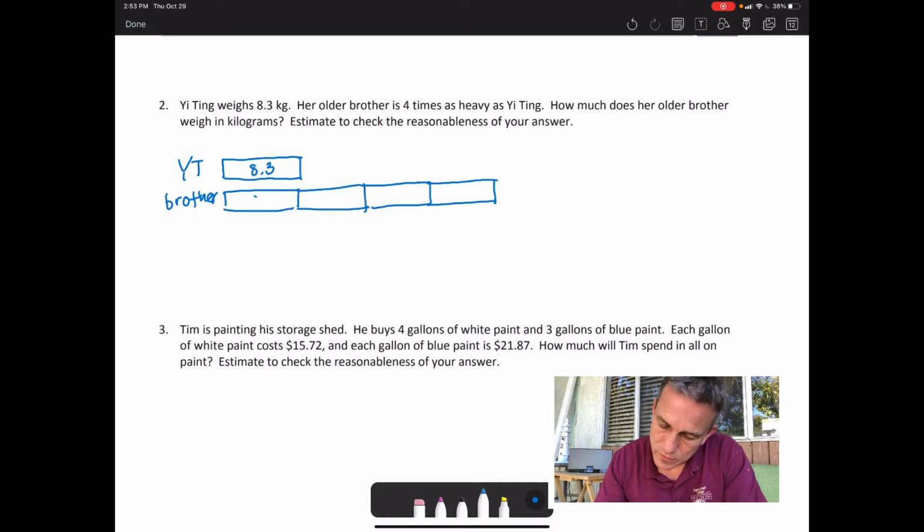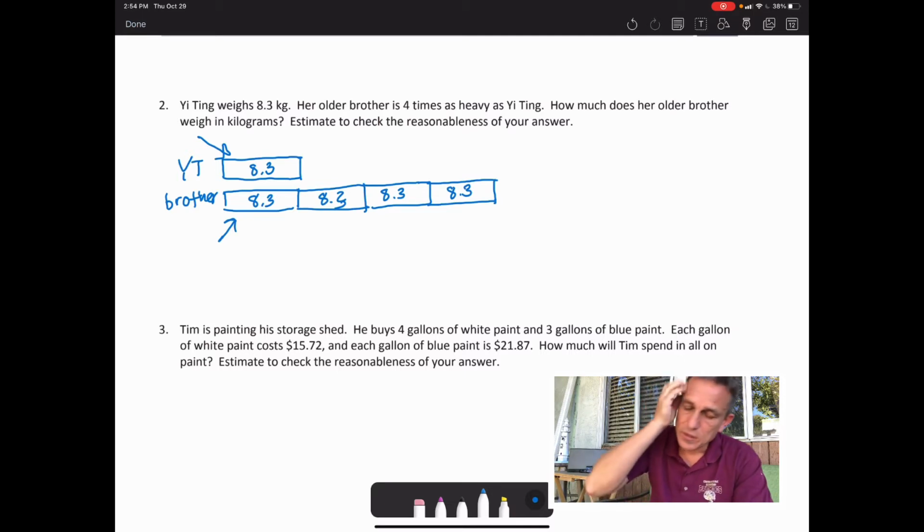So, seeing this representation, we can tell what we need to do to solve this problem. How much does her brother weigh in kilograms? So this is Yi Ting, and this is her brother. I can see that I can either add 8.3 4 times, or repeated addition is also multiplication. And since we're working on multiplication, we're going to go ahead and multiply.